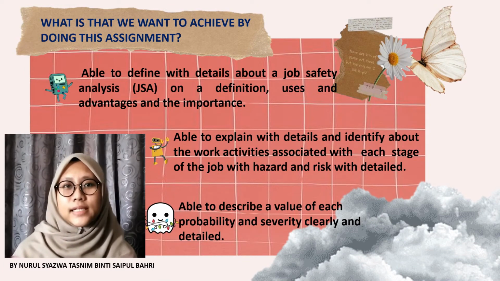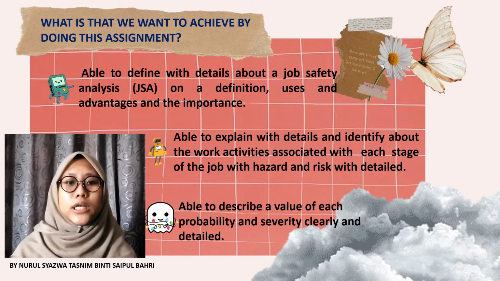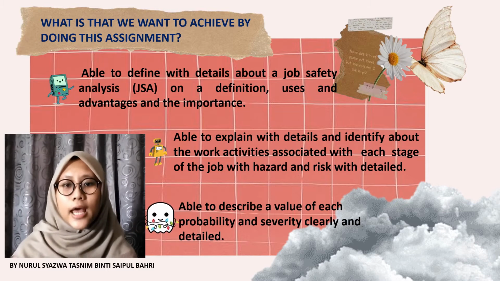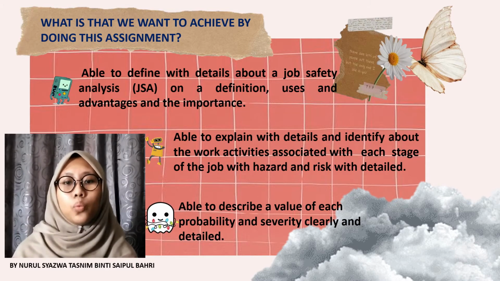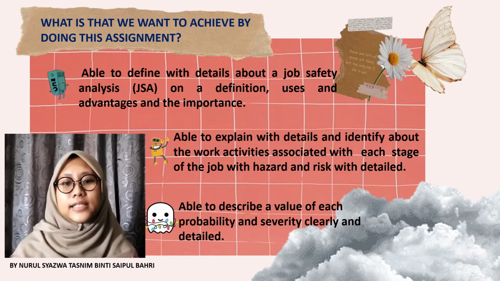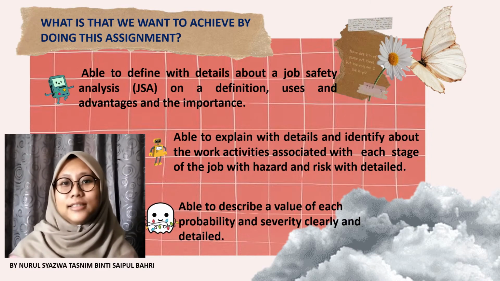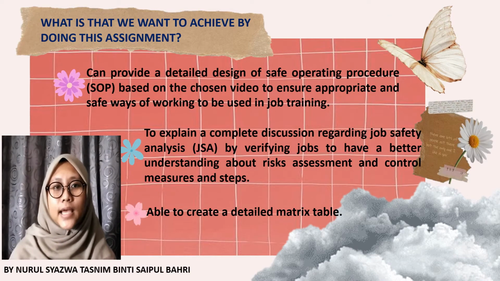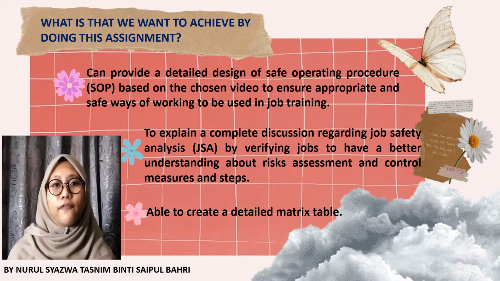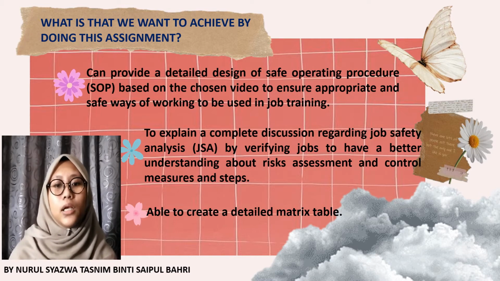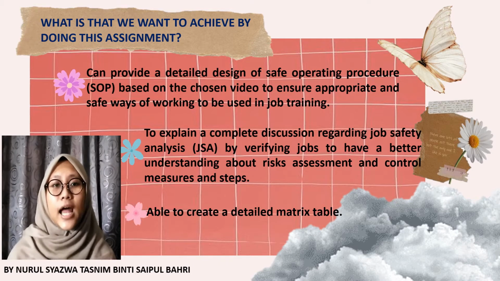Able to define with details job safety analysis: its definition, uses, advantages, and importance. Able to explain with details and identify the work activities associated with each stage of the job with hazards and risks, and able to describe the value of each probability and severity clearly and in detail. Can provide a detailed design of a safe operating procedure (SOP) based on the chosen video, and to explain a complete discussion regarding job safety analysis by verifying jobs to have a better understanding about risk assessment and control measures and steps, and able to create a detailed matrix table.